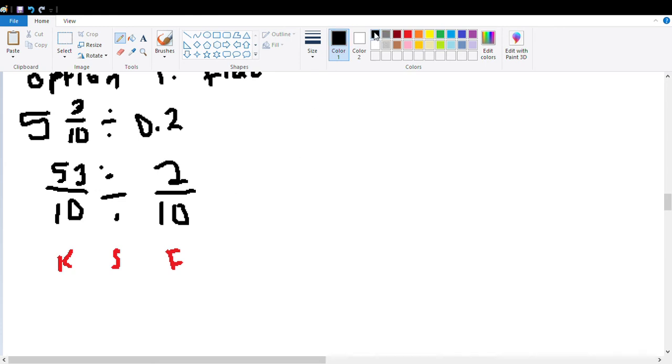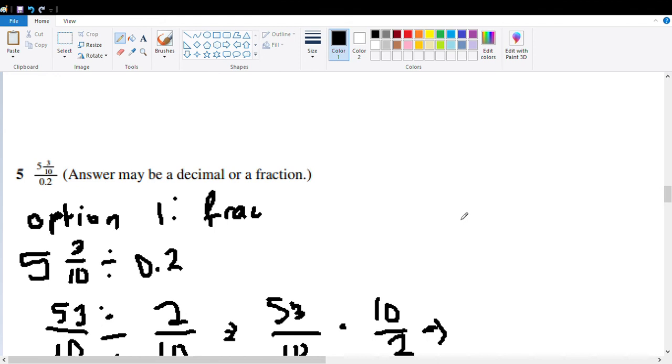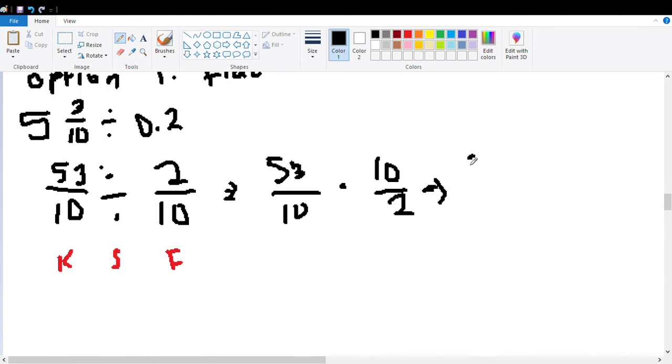And you're going to keep 53 over 10 as is, switch division to multiplication, and flip 2 over 10 to 10 over 2. Now rewrite this in one expression. It's going to be 53 times 10 on the top, and this is 10 times 2 on the bottom.